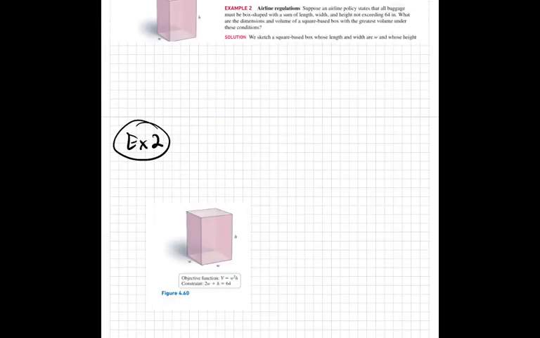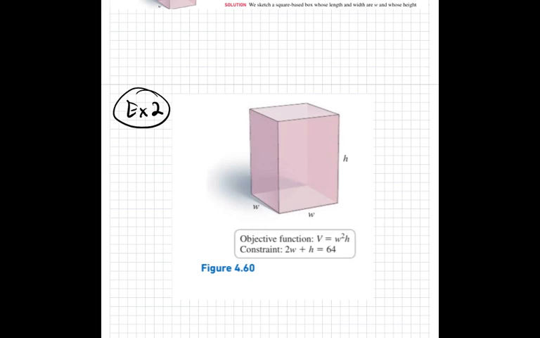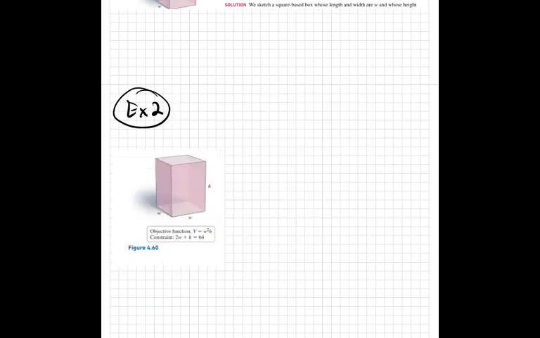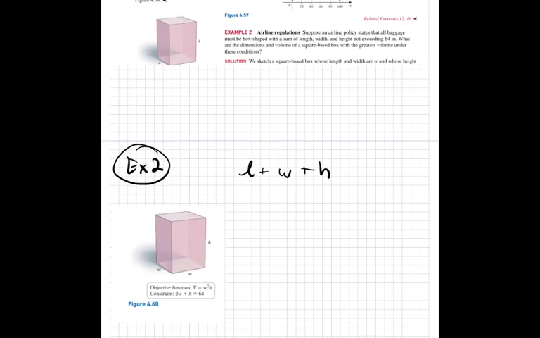All right. So we have this box. I was trying to ignore this, but I'll just put it over to the side. Now we're given the constraint that the length plus the width plus the height is less than or equal to, but they have it set to equal 64, so at most it could be up to 64 inches. Since it's a square base, the length and the width are both W, so W plus W is 2W plus the height is going to be 64 inches.